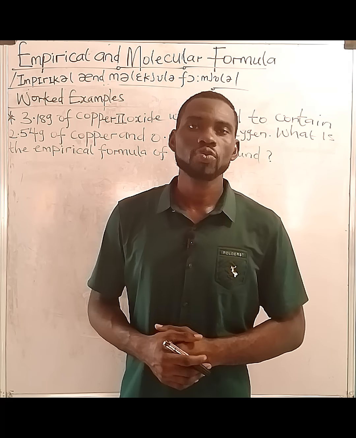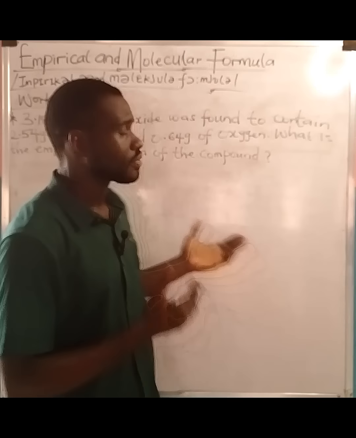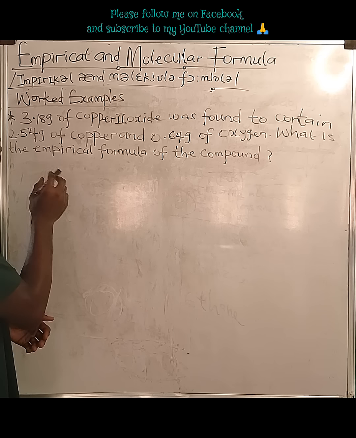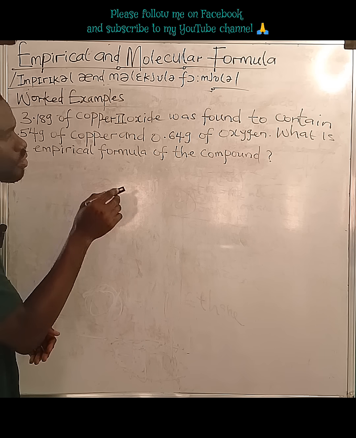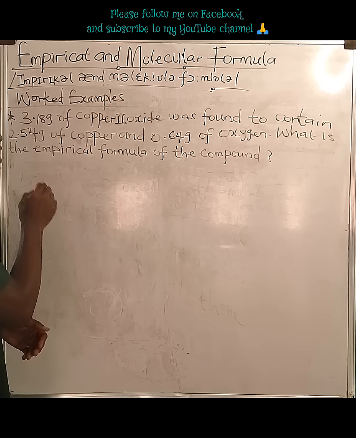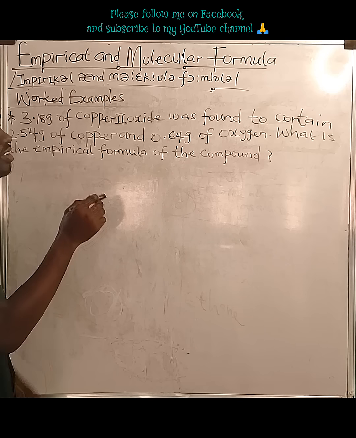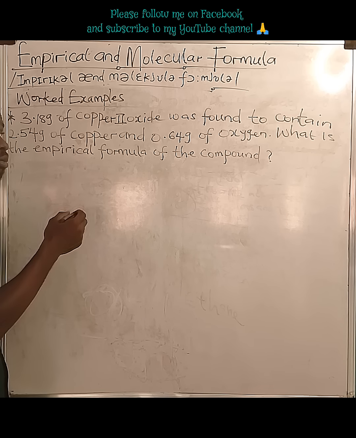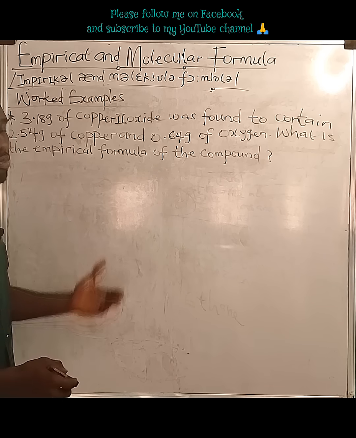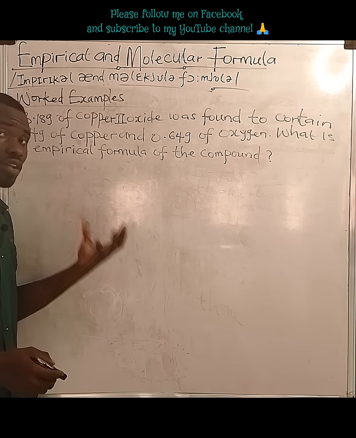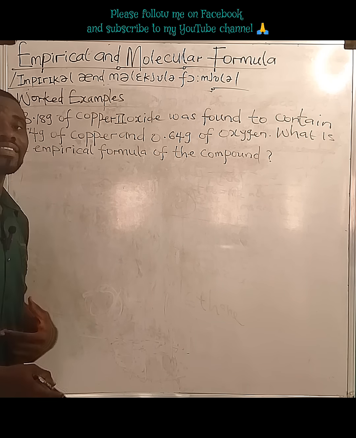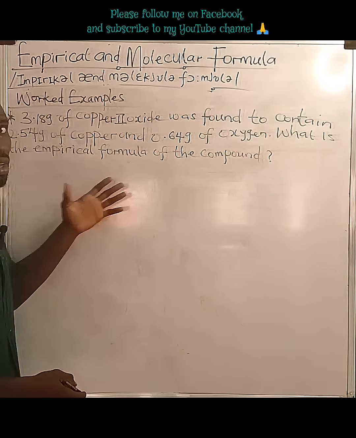Okay, it's time to look at some worked examples. So right here we have the very first question on the board. 3.18 gram of copper(II) oxide was found to contain 2.54 gram of copper and 0.64 gram of oxygen. What is the empirical formula of the compound? Now we've been given all the information we need about this compound, and we're asked to write the empirical formula of this compound.